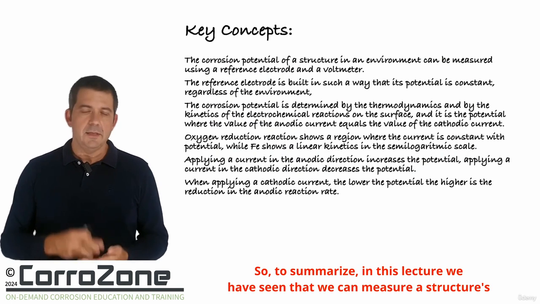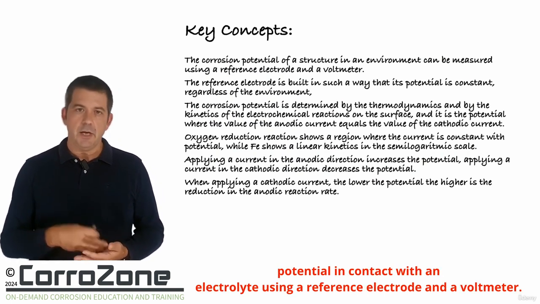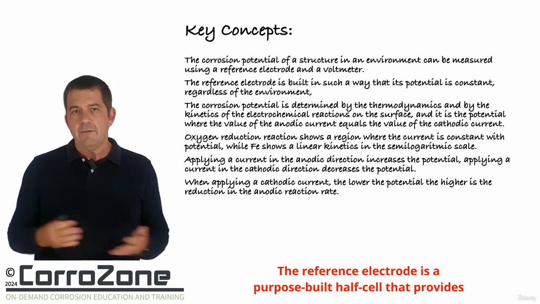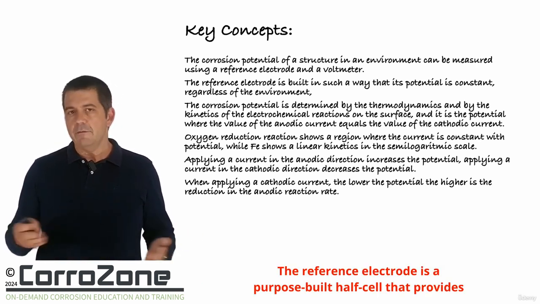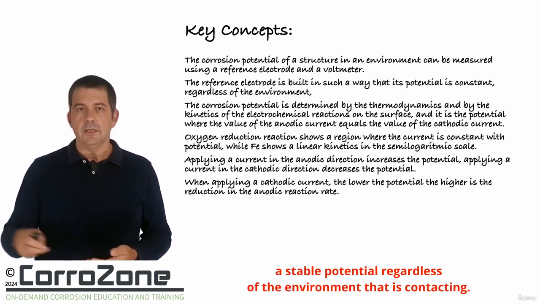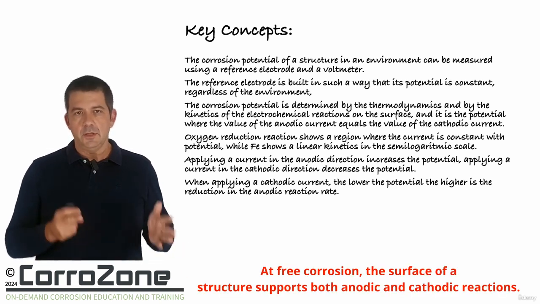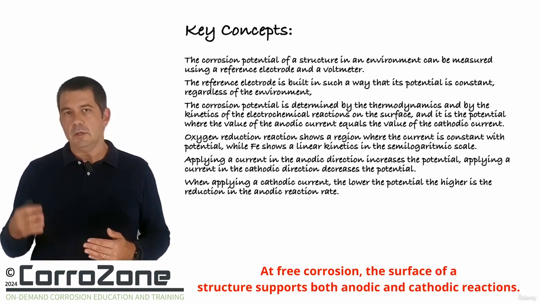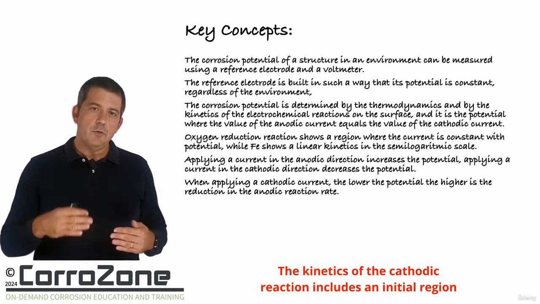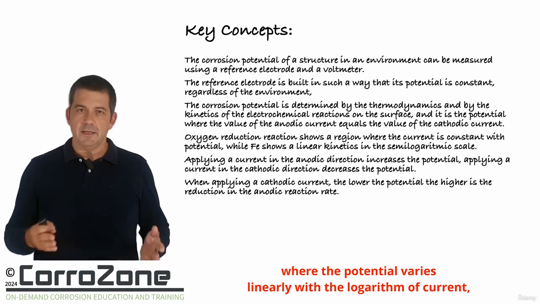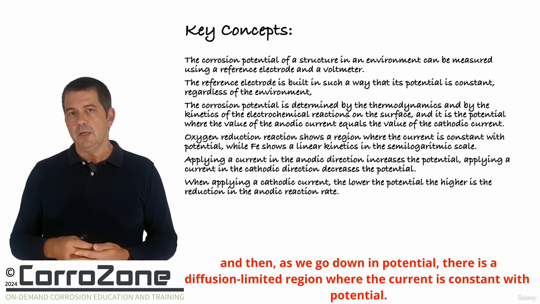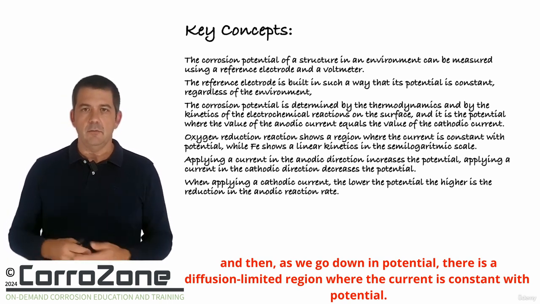So, to summarize, in this lecture we have seen that we can measure a structure's potential in contact with an electrolyte using a reference electrode and a voltmeter. The reference electrode is a purpose-built half cell that provides a stable potential regardless of the environment that it is contacting. At free corrosion, the surface of a structure supports both anodic and cathodic reactions. The kinetics of the cathodic reaction include an initial region where the potential varies linearly with the logarithm of current, and then, as we go down in potential, a diffusion-limited region where the current is constant with potential.